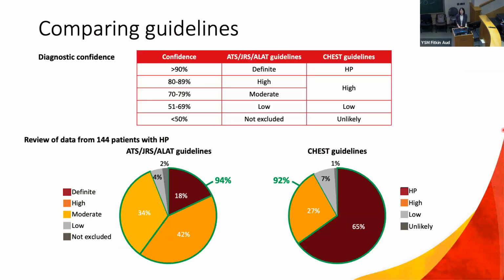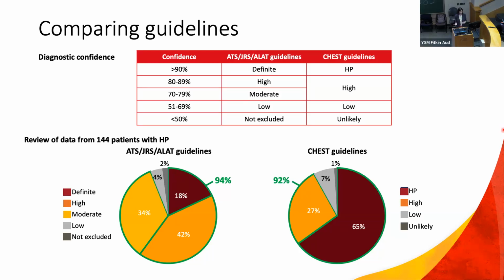And using some of the data from Moises Selman in Mexico City, we reviewed 144 patients that had a diagnosis of HP from their cohort. And they all have a pretty standardized approach. Not all of them have biopsies. Only 18% of the cohort had biopsies. And then we classified them using these two guidelines.